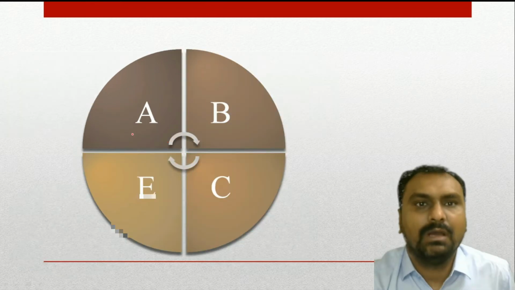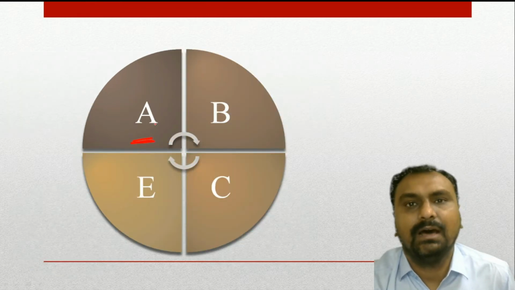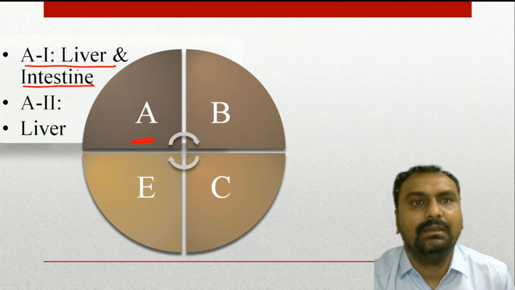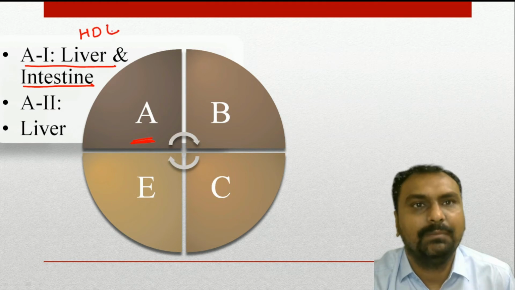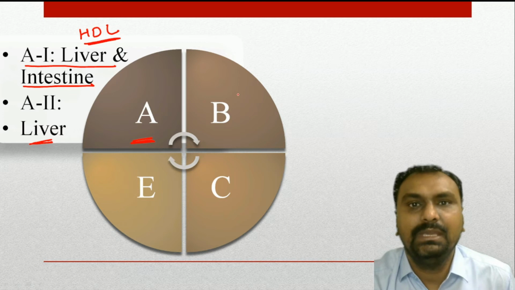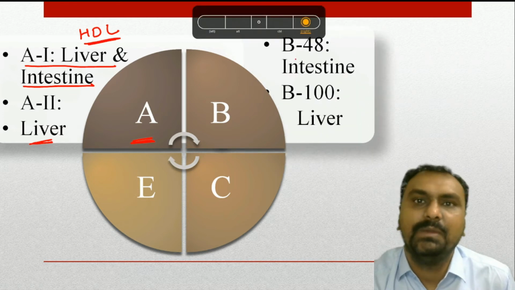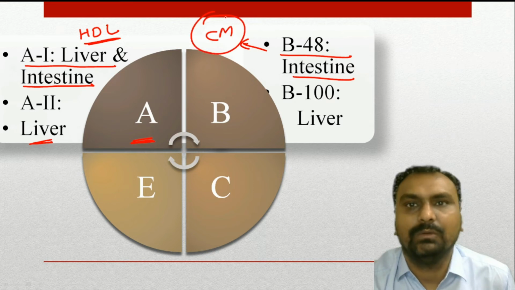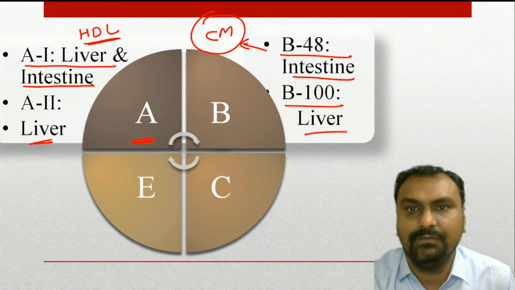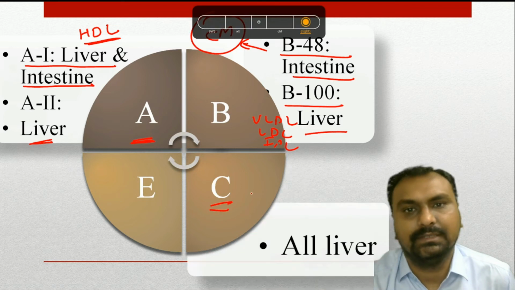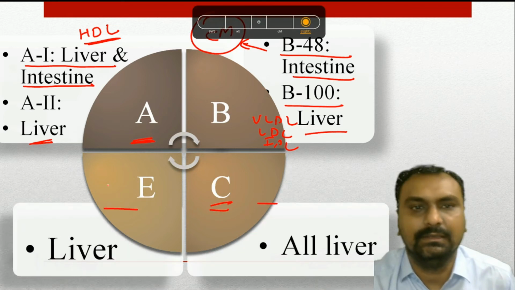Now we will see where these apoproteins are synthesized. Apo A1 is synthesized in the liver and in the intestine, and it helps in the production of HDL. Apo A2 is synthesized in the liver. Apo B has B48 and B100. B48 is synthesized in the intestine and is a part of the chylomicron, while Apo B100 is synthesized in the liver and is a part of the VLDL, LDL and IDL. Apo C is synthesized in the liver. Apo E is also synthesized in the liver.